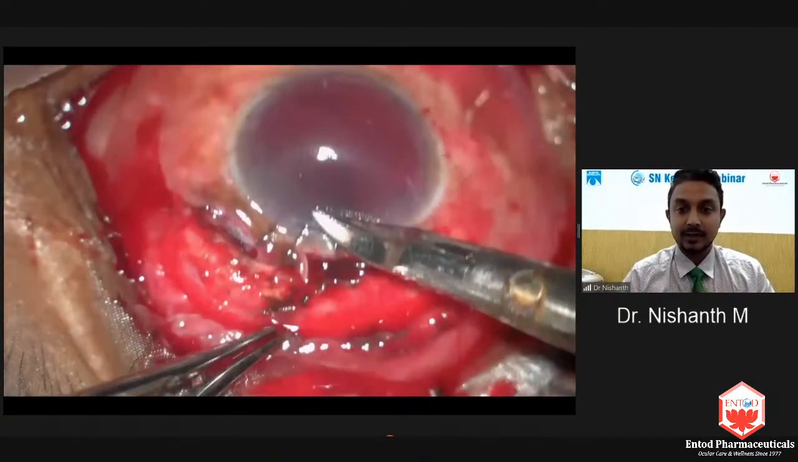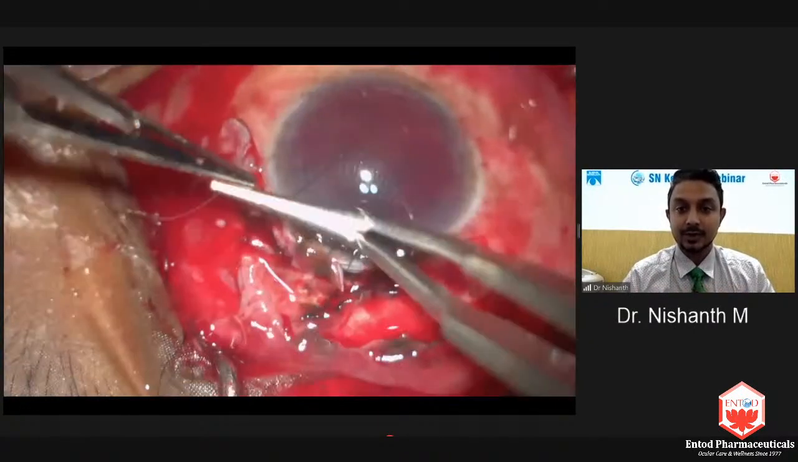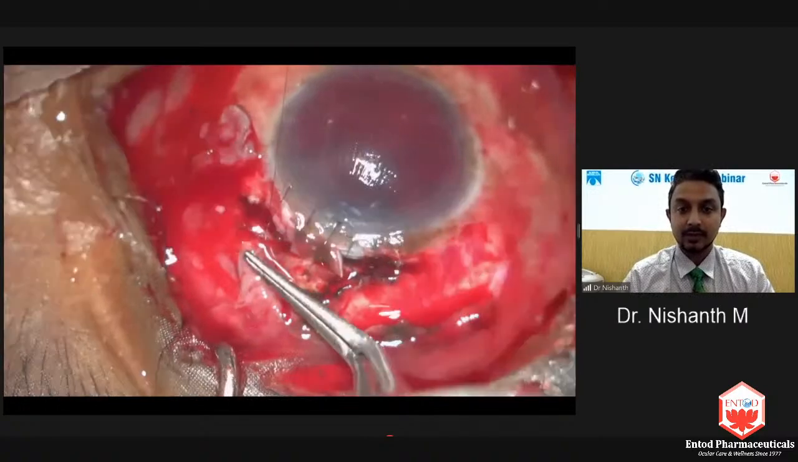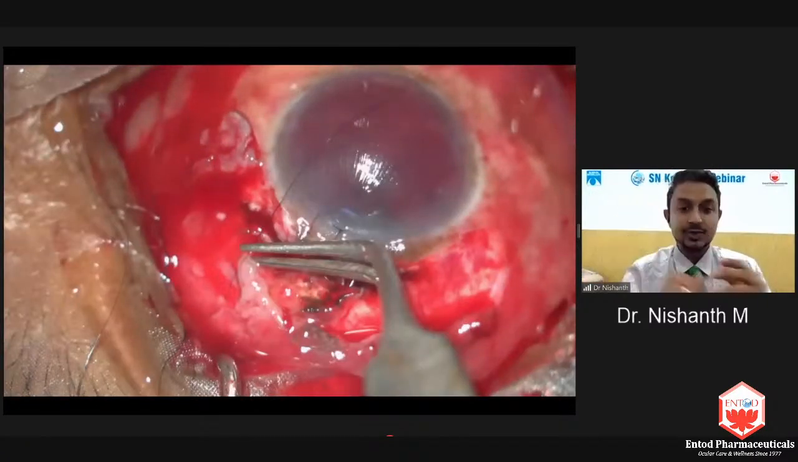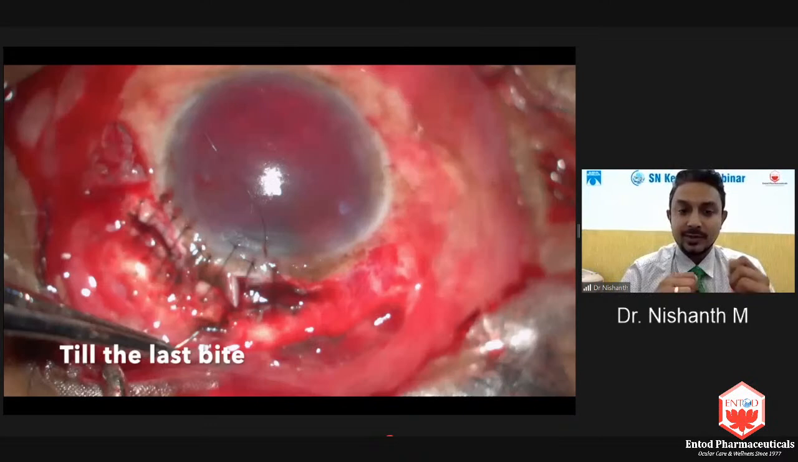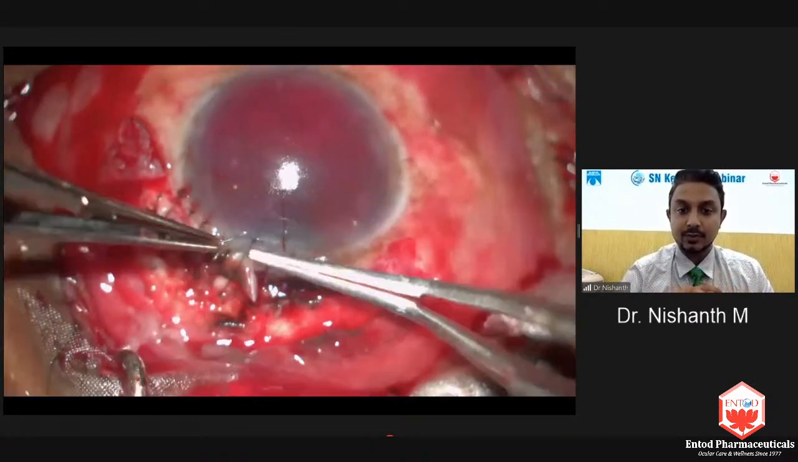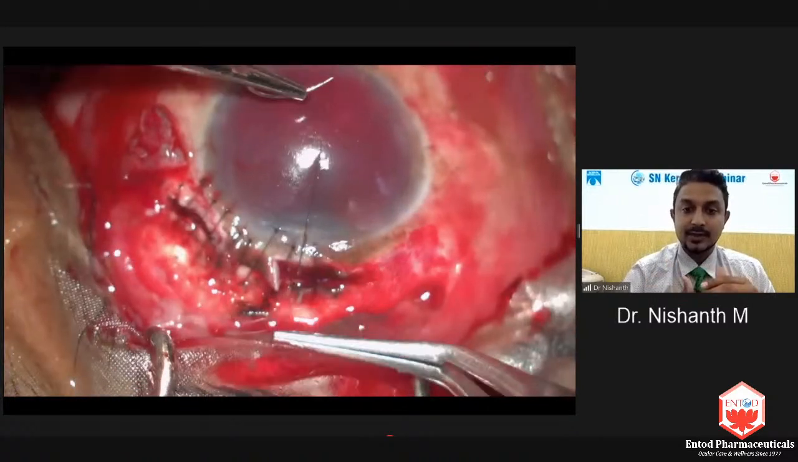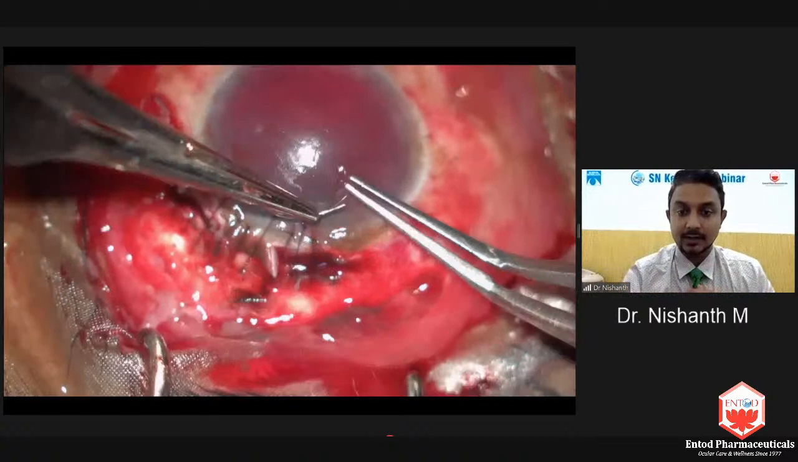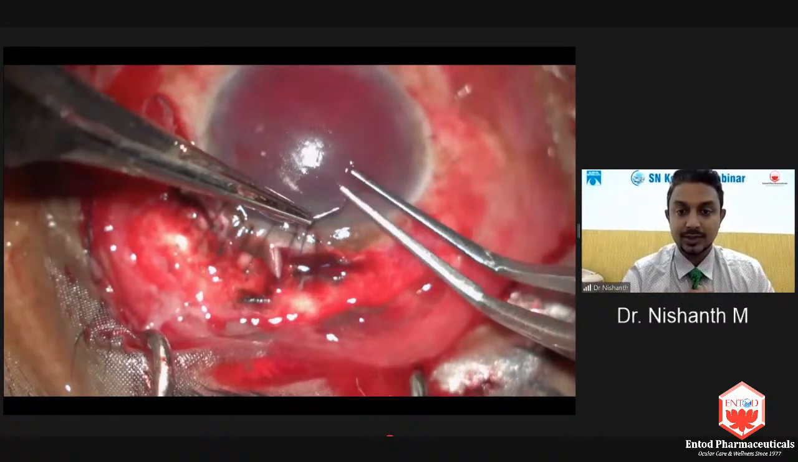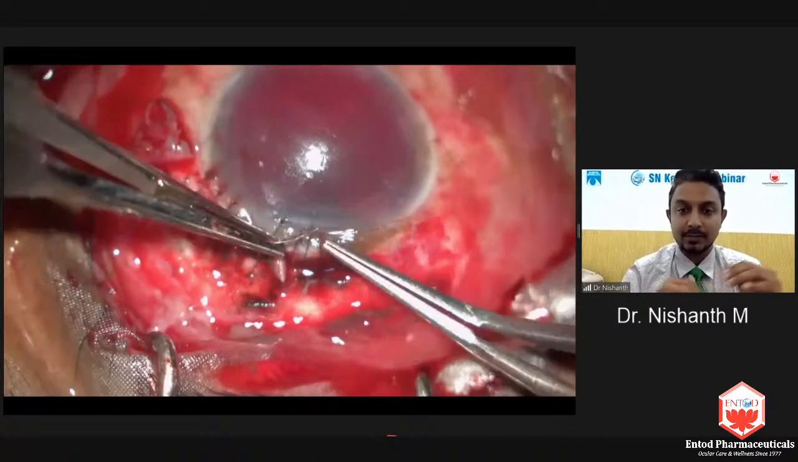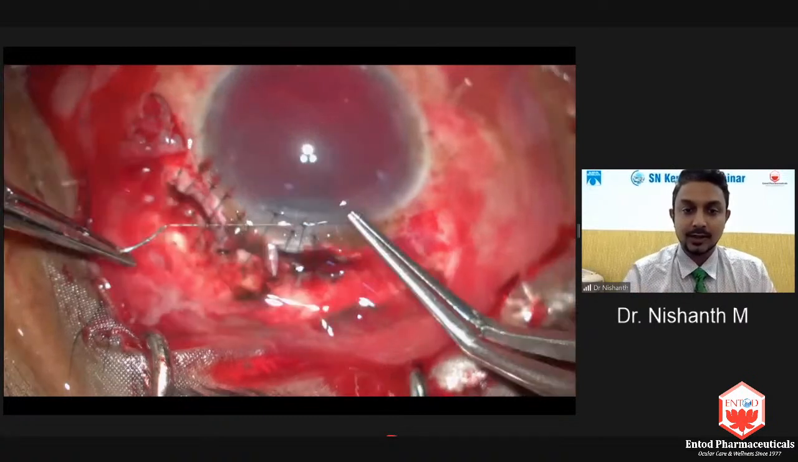Because of the blood clot, the whole anterior chamber was also filled with blood clot. After putting adequate sutures on the sides, make sure that you use the suture till the last bite and try to maximize the effect of the suture as well. Always make sure that the plane of the suture is parallel to the place where you are suturing. And once I put all the sutures of the corneoscleral bite, I tried to remove the blood clot.